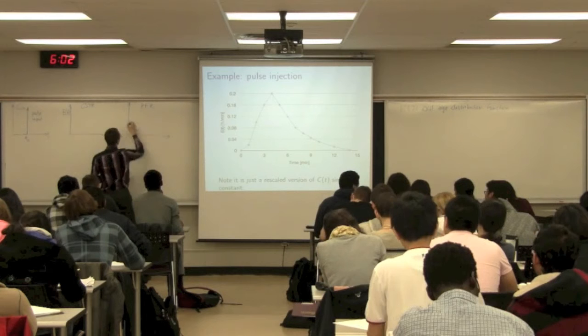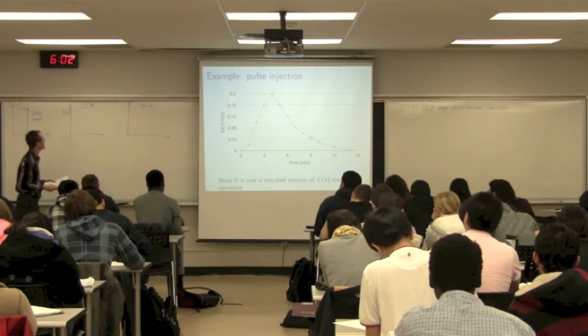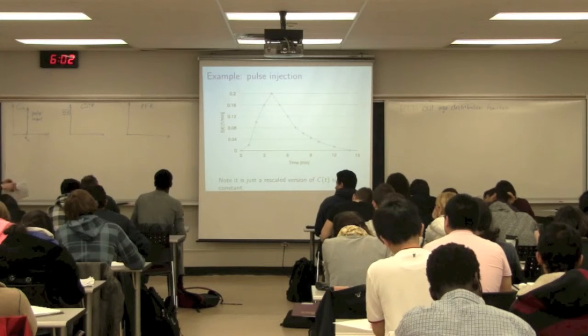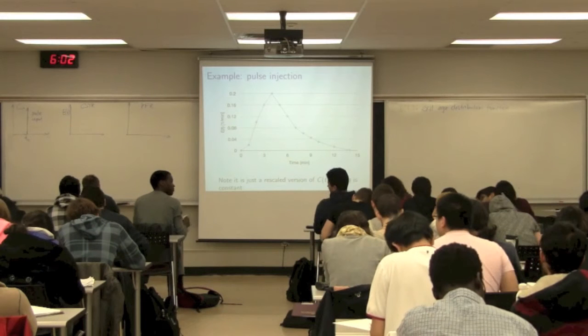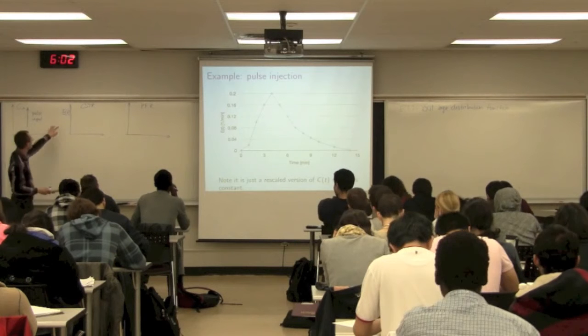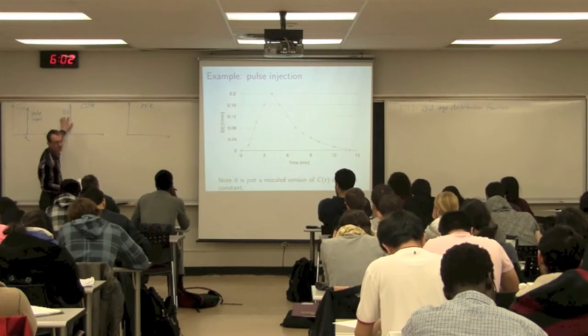Expect to see for a perfect reactor. So all these assumptions we've made about CSTRs and PFRs, let's assume they are actually true and hold. What would that curve look like for a CSTR and a PFR? Now, I've written E of T here. You can just write that as C of T.